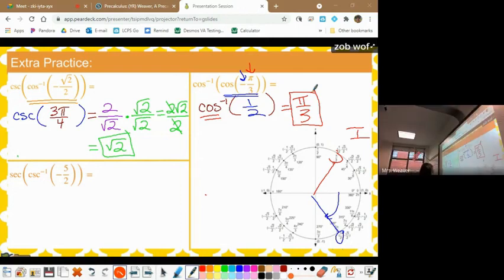We want secant of the angle whose cosecant is negative 5 over 2.